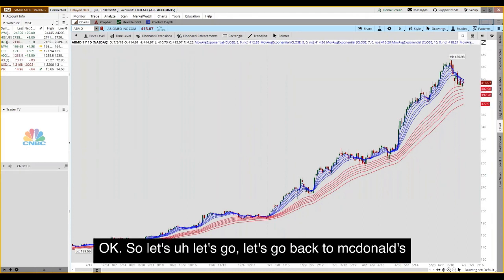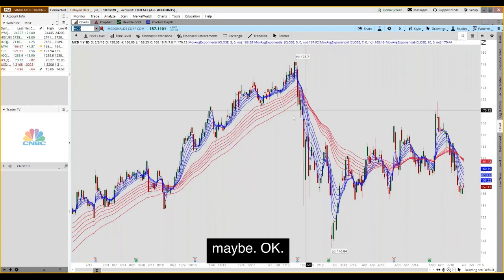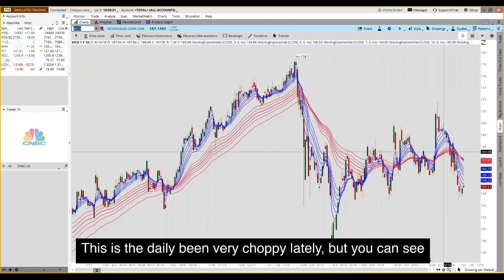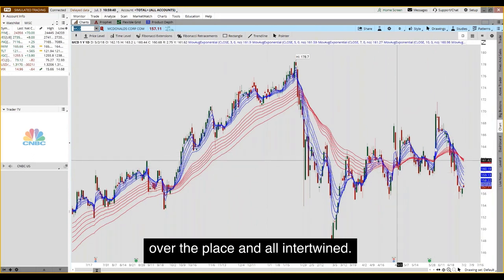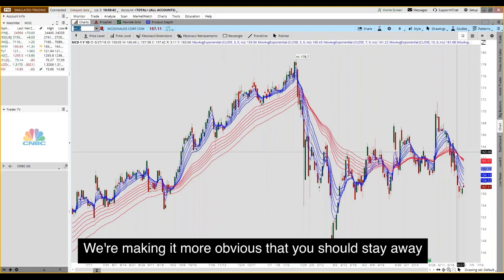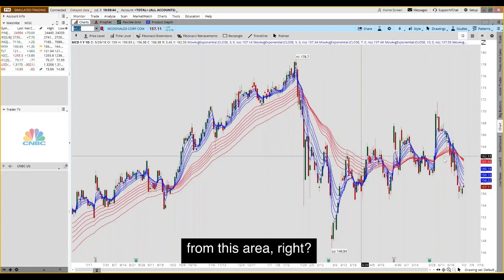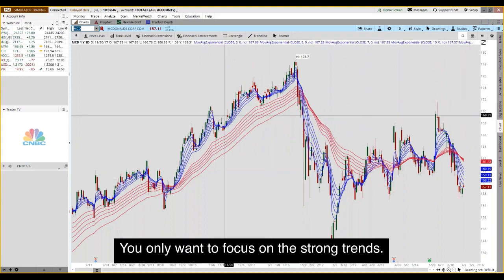Let's go back to McDonald's maybe. This is the daily. It's been very choppy lately, and with that chop, the moving averages are all over the place and intertwined. It makes it more obvious that you should stay away from this area. You only want to focus on the strong trends.